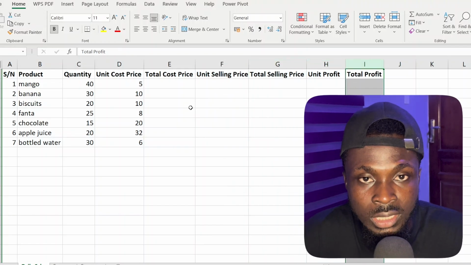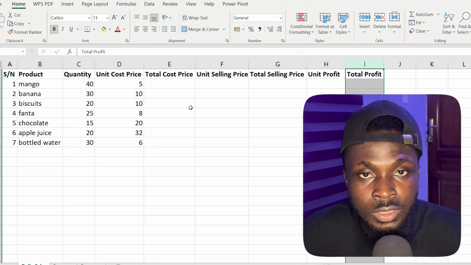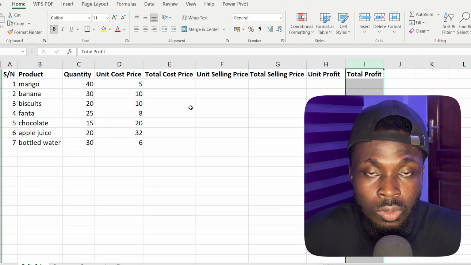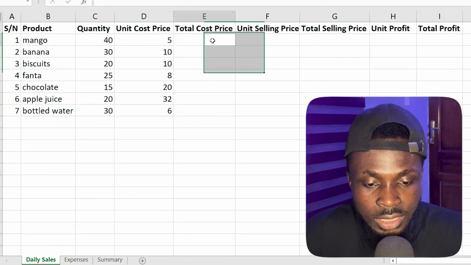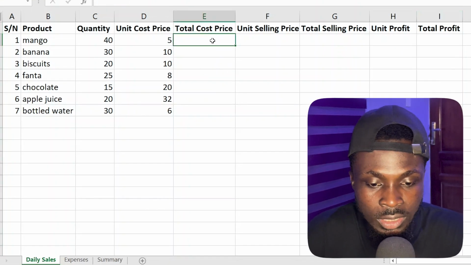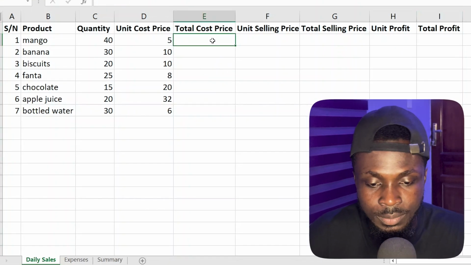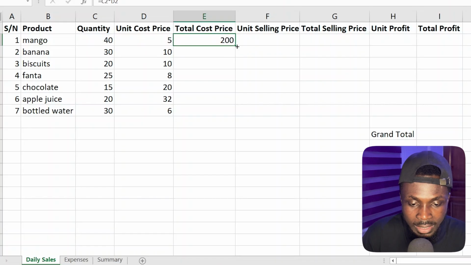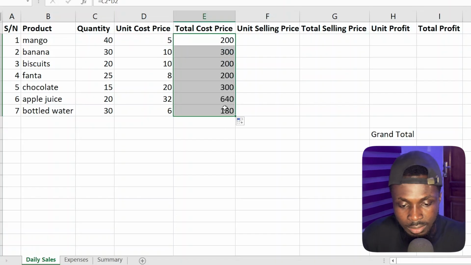We all know that if you want to find the profit of a specific business deal, it is the selling price minus the cost price. On this sheet, we will first calculate the total cost price. For the total cost price, you just enter equal to, then the quantity multiplied by the unit cost price. I'll just put my cursor here and then double click.